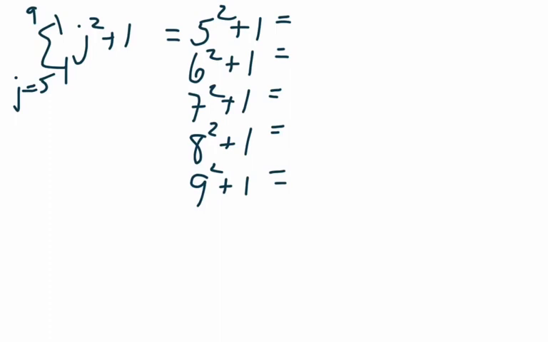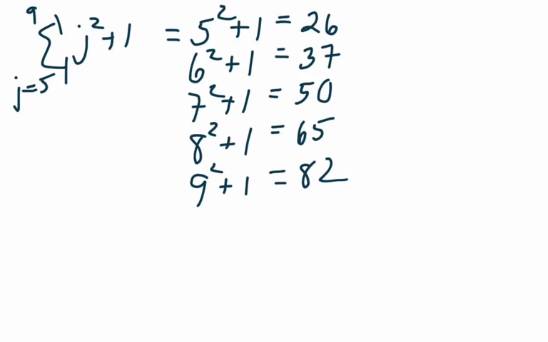But the first number here is 25 plus 1, which is 26. Then 36 plus 1, which is 37. 49 plus 1, which is 50. 64 plus 1, which is 65, and then 81 plus 1, which is 82.